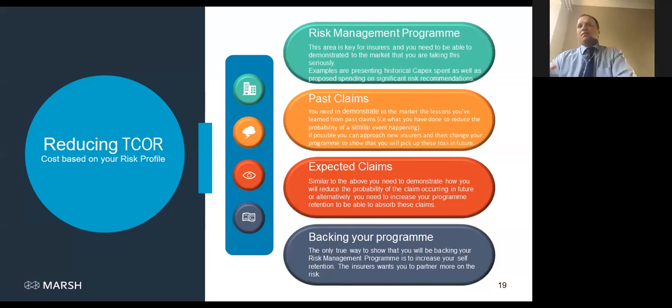2, what have you learned from past significant claims? And what have you changed to ensure that a claim will not happen again? Or if it happens, how will you reduce the exposure to the insurer? 3, have a view on future losses and what you will be doing to reduce the occurrence of those expected claims. And lastly, make this a non-fictional story by indicating to the insurance market you are willing to increase your insurance retention. So how do you have this view of the future?